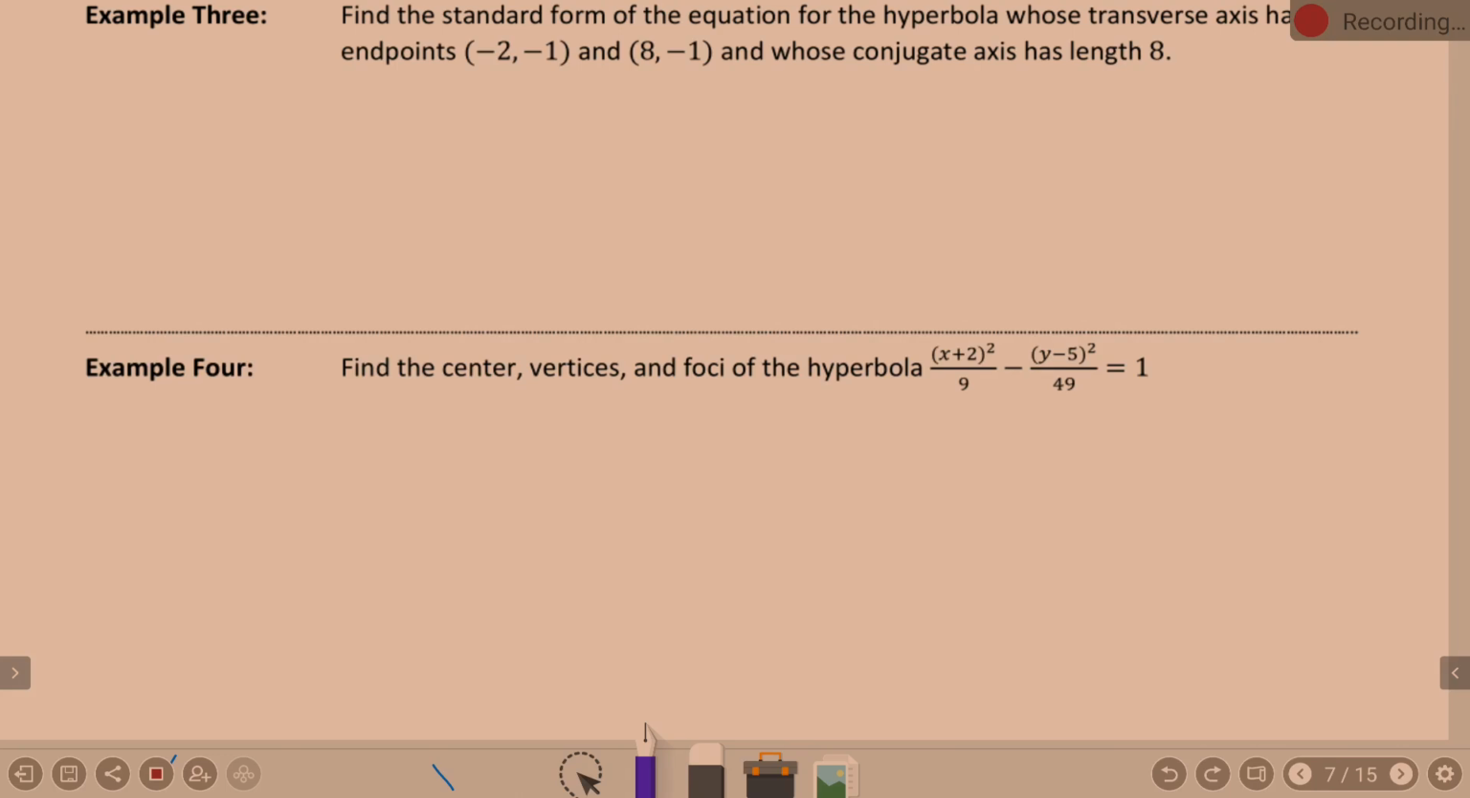So, example 3. It asks us to find the standard form of the equation for the hyperbola whose transverse axis has endpoints (-2, -1) and (8, -1), and whose conjugate axis has length 8. Thoughts on where we can begin? What do we know? What can we figure out? K. What about K?